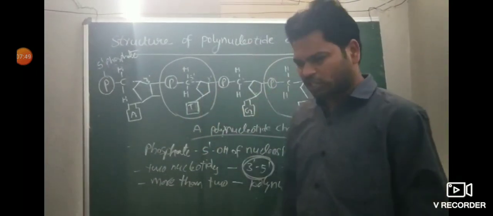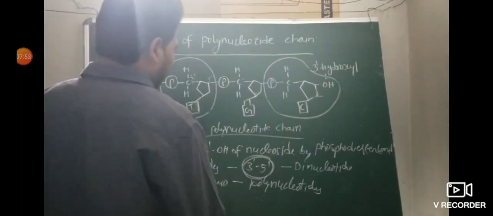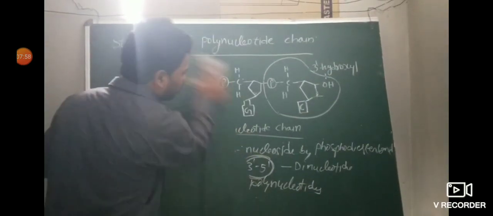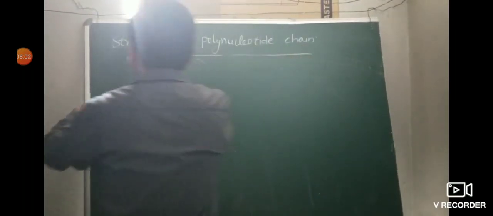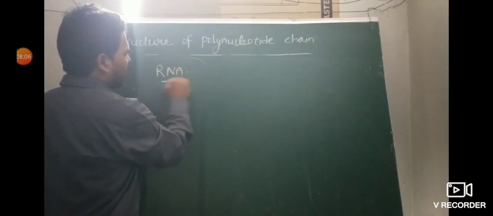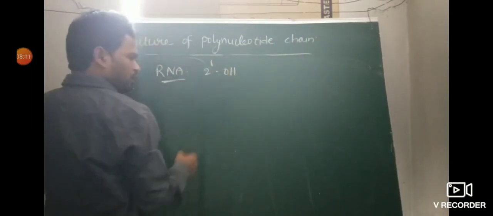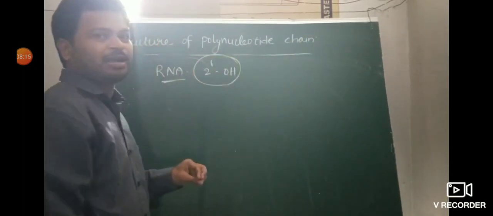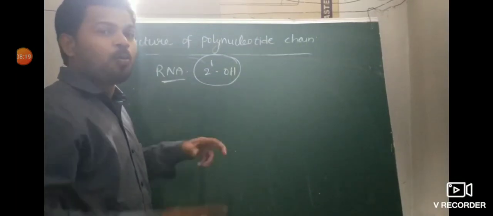Some additional information about RNA. So this is nothing but DNA. Now RNA has an additional hydroxyl group. See the RNA structure: the additional hydroxyl group is present on the 2 prime carbon. That's why it is less stable and more reactive.